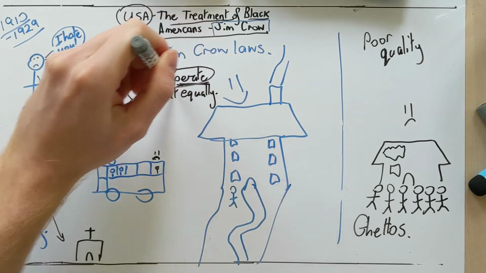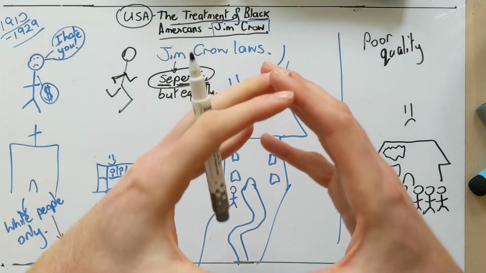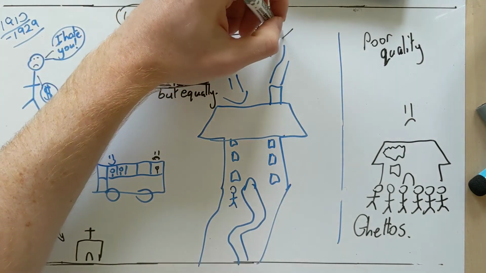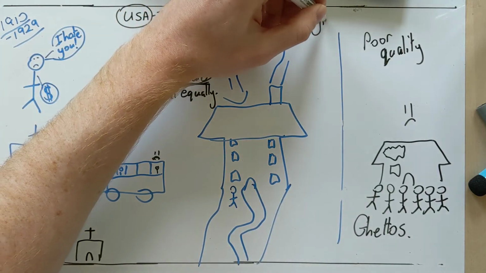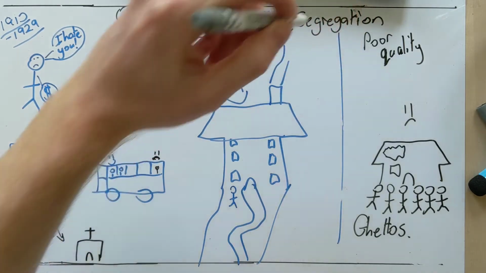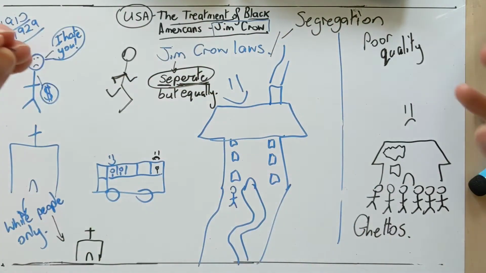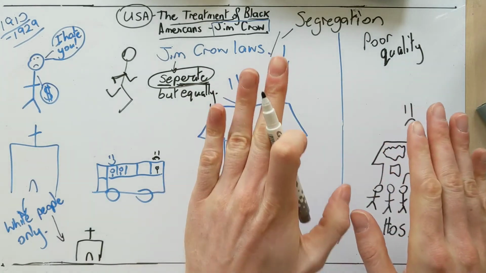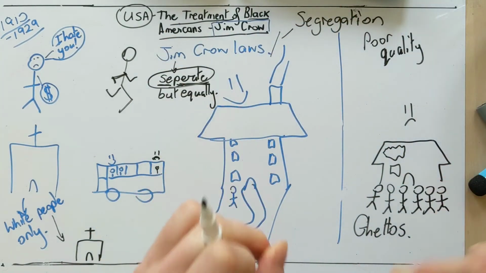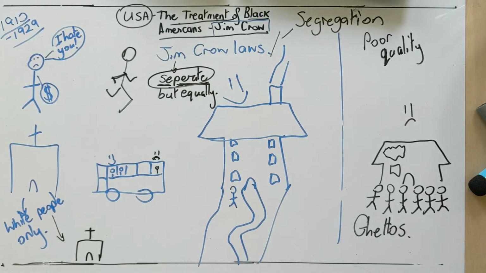So this separation, this keeping things apart, is called segregation. Okay? Segregation. Keeping things apart. So, white people on this side, black people on this side, this is called segregation. Now, Jim Crow laws, separate but equal.